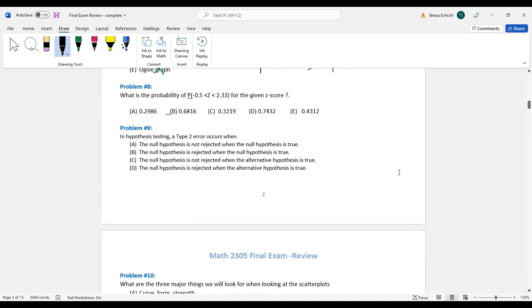Okay, number 8 here. What is the probability that Z is between negative 0.05 and Z is 2.33? This one basically tells you to graph it, right? So this is 0, this is negative 0.5, and this is 2.33. So you want to find this probability. We know we can use the TI-84 calculator with the normal CDF, right?